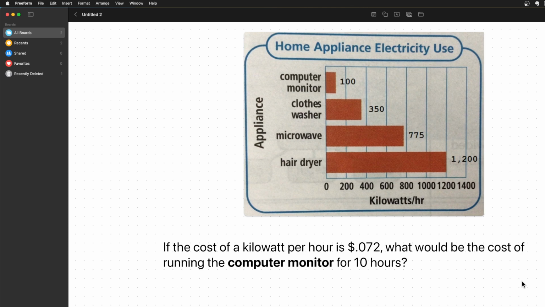Recall that yesterday we did some problems where we calculated how much power several appliances would use and then how much using that power would cost. For instance, we figured out how much it would cost to run a computer monitor that uses 100 kilowatts per hour for 10 hours. And we also calculated how much it would cost to use a microwave that uses 775 kilowatts per hour for 7 hours.